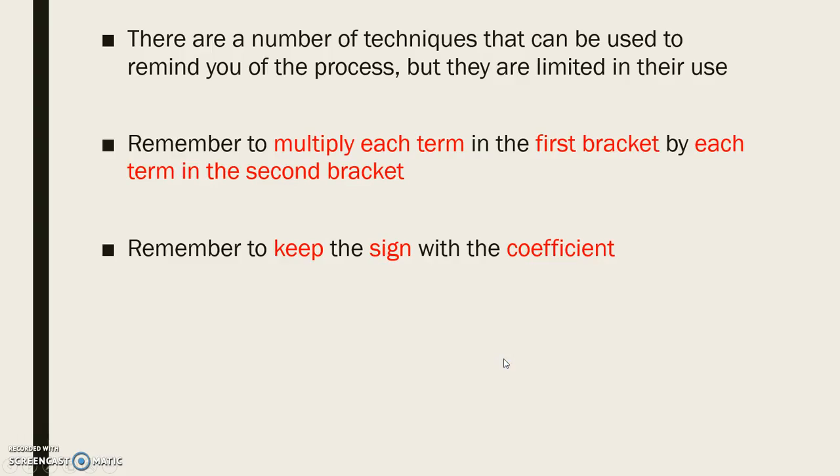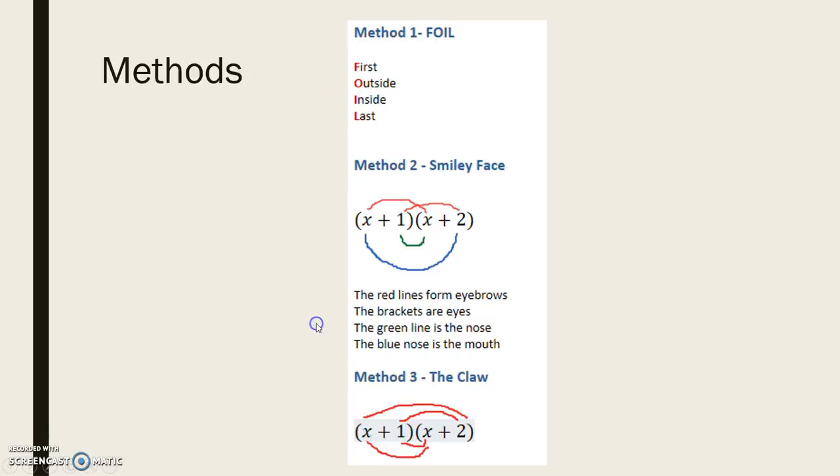So there are a number of techniques that we're going to look at, but both of them are just reminders. Think of it like a mnemonic or some other memory tool to help remember what steps to do. But as we did with the distributive law, it's really important that you understand that we're multiplying each term in one bracket by each term in the second bracket. There are a couple common mistakes that students make, which I'll talk about as we go. Remember to keep the sign with the coefficient at all times.